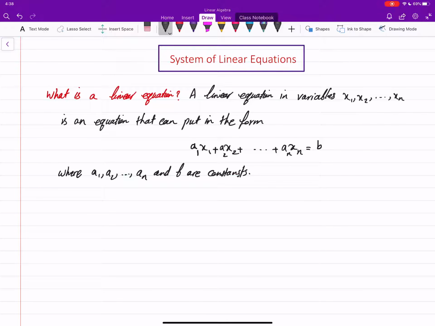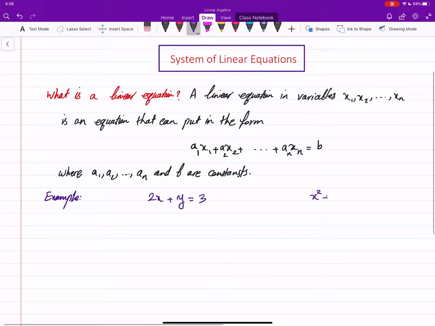So, for example, something like 2x plus y equals 3 is a linear equation in x and y. However, something like x squared plus y equals 3 is not. Why? Well, we cannot put any power there for variables. Just a number multiplied by a variable plus another number multiplied by another variable.